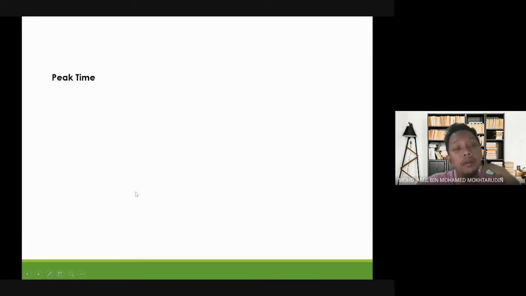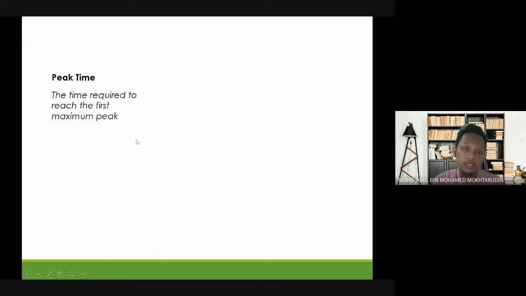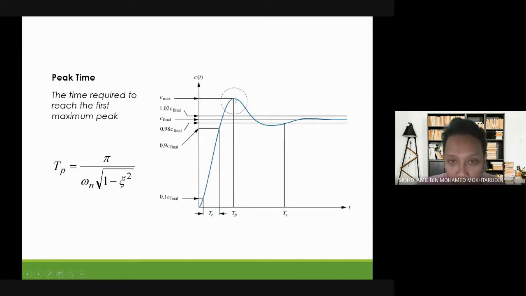The second performance parameter is peak time. Peak time is the time required to reach the first maximum peak, the first maximum value. The formula is Tp, the peak time, equals pi divided by omega n times square root of 1 minus damping ratio squared. From the graph, it's the value of time when the system reaches Cmax. Tp is the time when the system reaches maximum value, or Cmax.